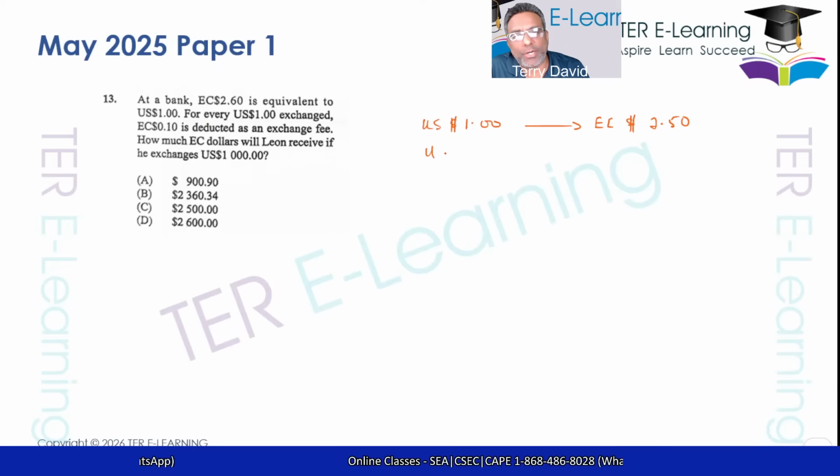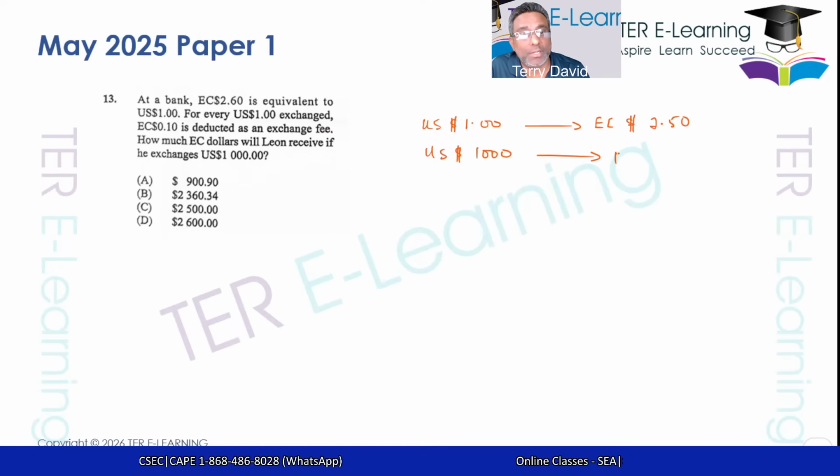And we're trying to figure out if we have US $1,000, what do we get? All I need to do is take that 250 and multiply by 1,000. So you're going to move your decimal point 3 places to the right. So that's going to give us EC 250,000, which is C.